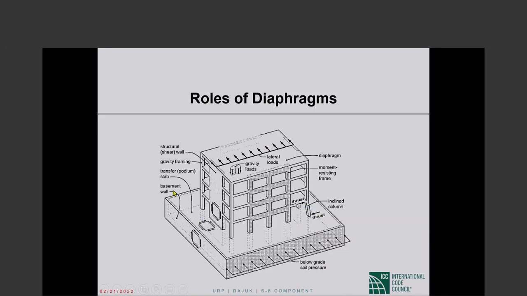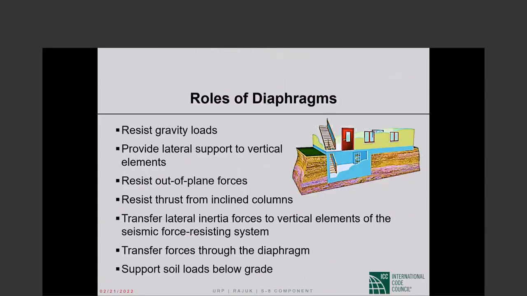Anyway, so this is shear wall, gravity framing as in the previous picture. This is called a podium slab or a transfer slab, and I'll talk about that. And these are basement walls. Okay, this is below grade soil pressure. So this is a pretty general picture that we encounter fairly commonly.